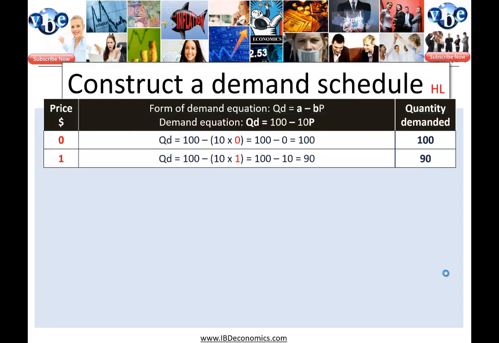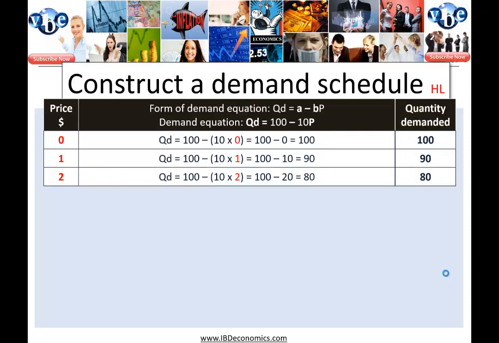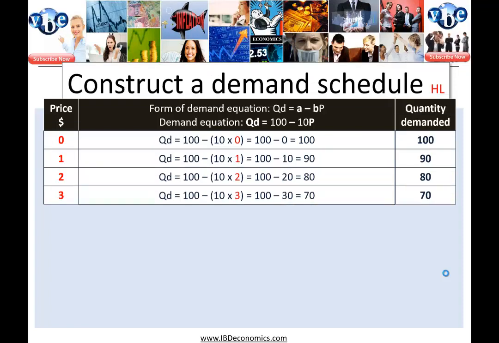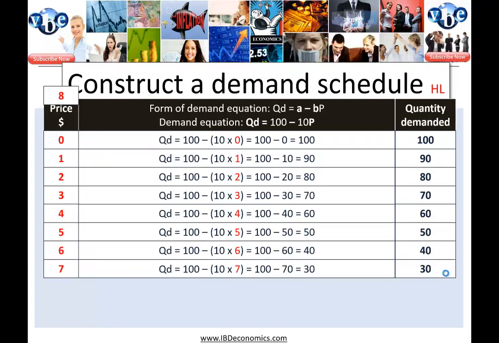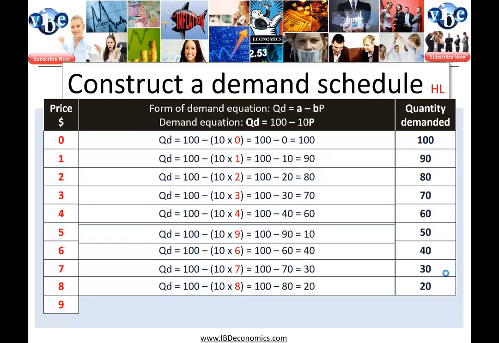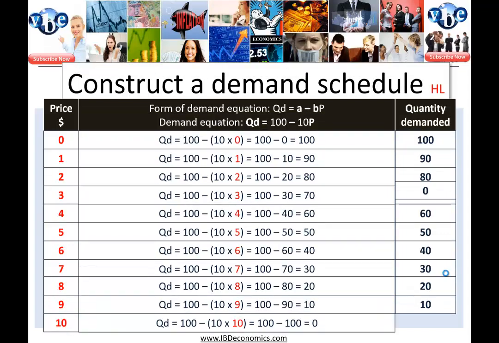At $1, we're substituting the P for $1, and when we do that, the quantity demanded is 90. Price of $2, P becomes 2, multiply it out, subtract the 20 off, quantity demanded is 80, and so on, and so on, and so on. And when the price is $10, we can see that the quantity demanded drops all the way down to 0. At a price of $10, we have 0 as our quantity demanded.